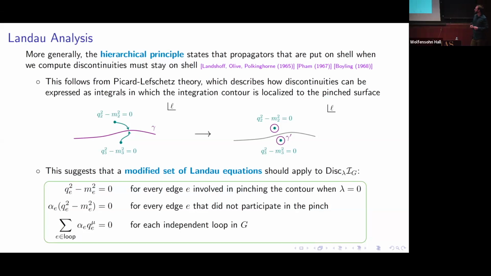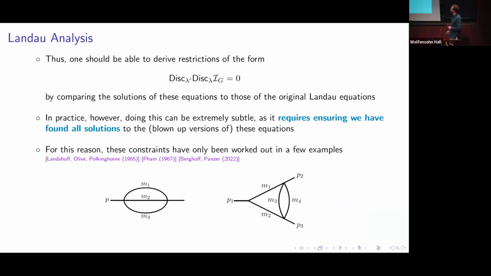And so what we should really have in mind when we think about the discontinuities of Feynman integrals is a modified set of Landau equations where we've distinguished between the propagators that have already been involved in pinching the contour and propagators that have not been, because the propagators that have not yet been involved in some pinch can still be off-shell if we set the alpha parameter multiplying the on-shell condition in these Landau equations to 0. So the upshot is that we should be able to derive restrictions of the form shown here on the double discontinuities of Feynman integrals by comparing the solution of these modified equations to the original Landau equations.